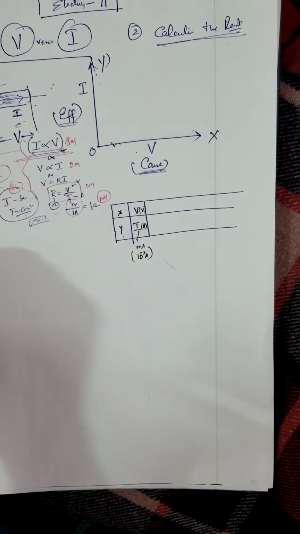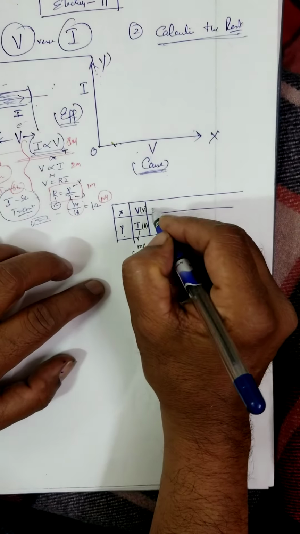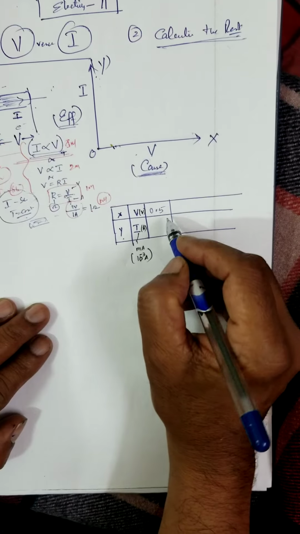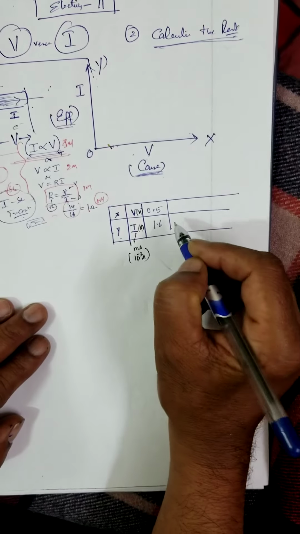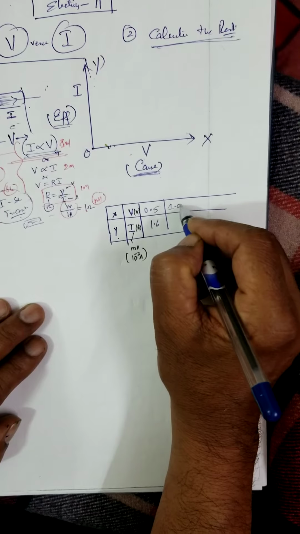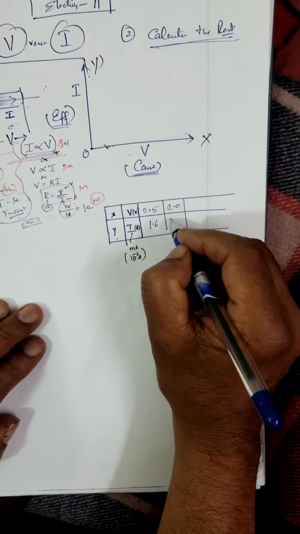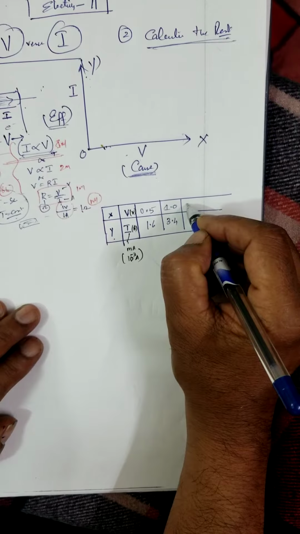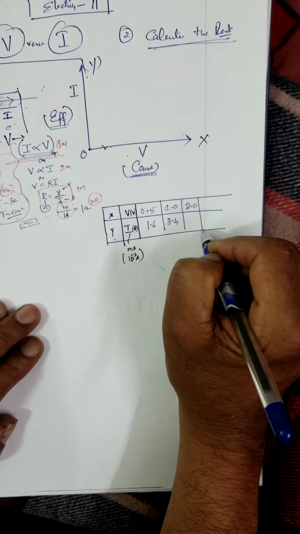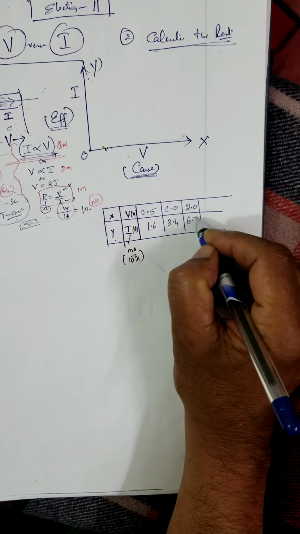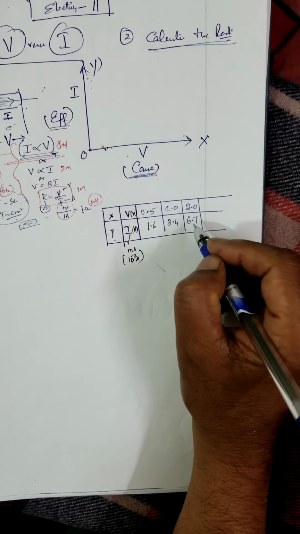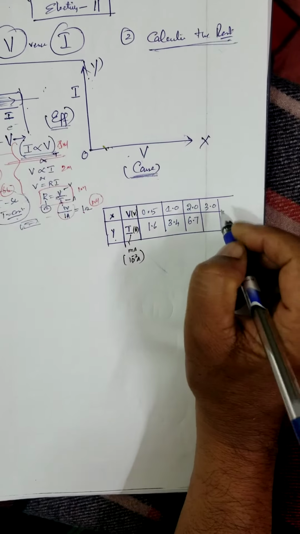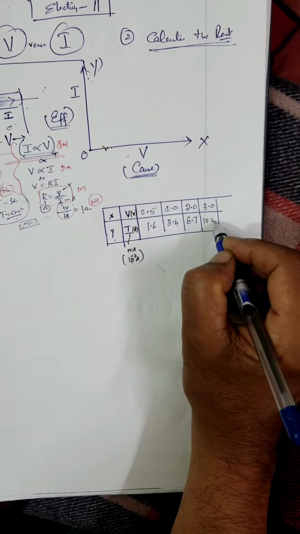They may give this, and they have given the values like this. When you apply 0.5 volt, how much current is flowing? The current flowing is 1.6 ampere. If I increase the voltage to 1 volt, the current also increases to 3.4 ampere. If the voltage is 2 volt, the current is 6.7 ampere.